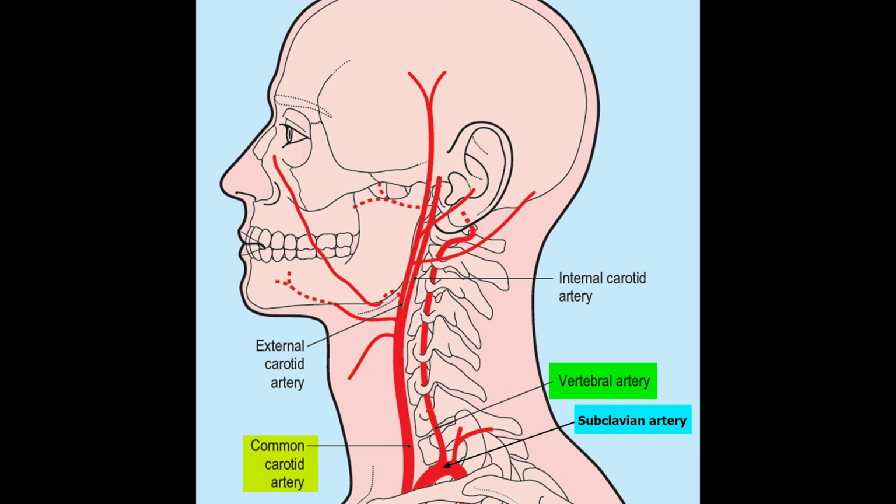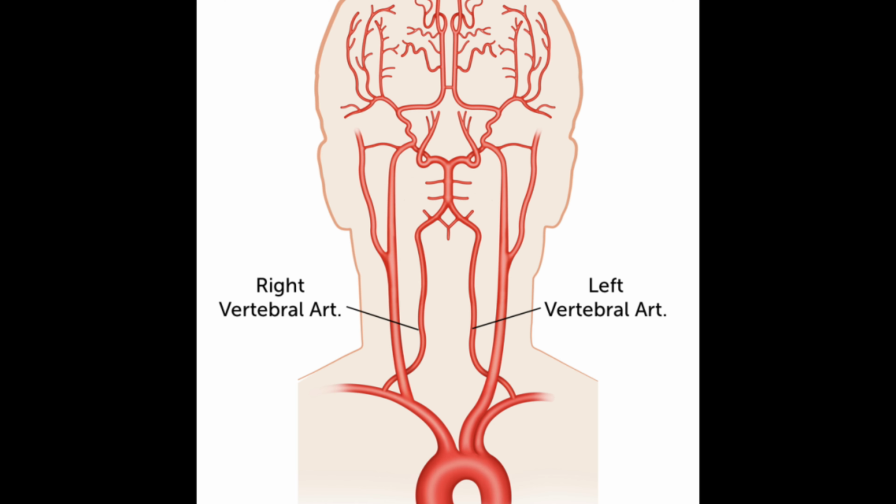Now let's look at the other important arterial system of the brain, the vertebro-basilar artery. Now there are 2 vertebral arteries. Vertebral arteries arise from the subclavian artery. Subclavian artery on the left side is a direct branch of the arch of the aorta. On the right side, subclavian artery is a branch of the brachiocephalic trunk. Brachiocephalic trunk, as I said, is a branch of the arch of the aorta.